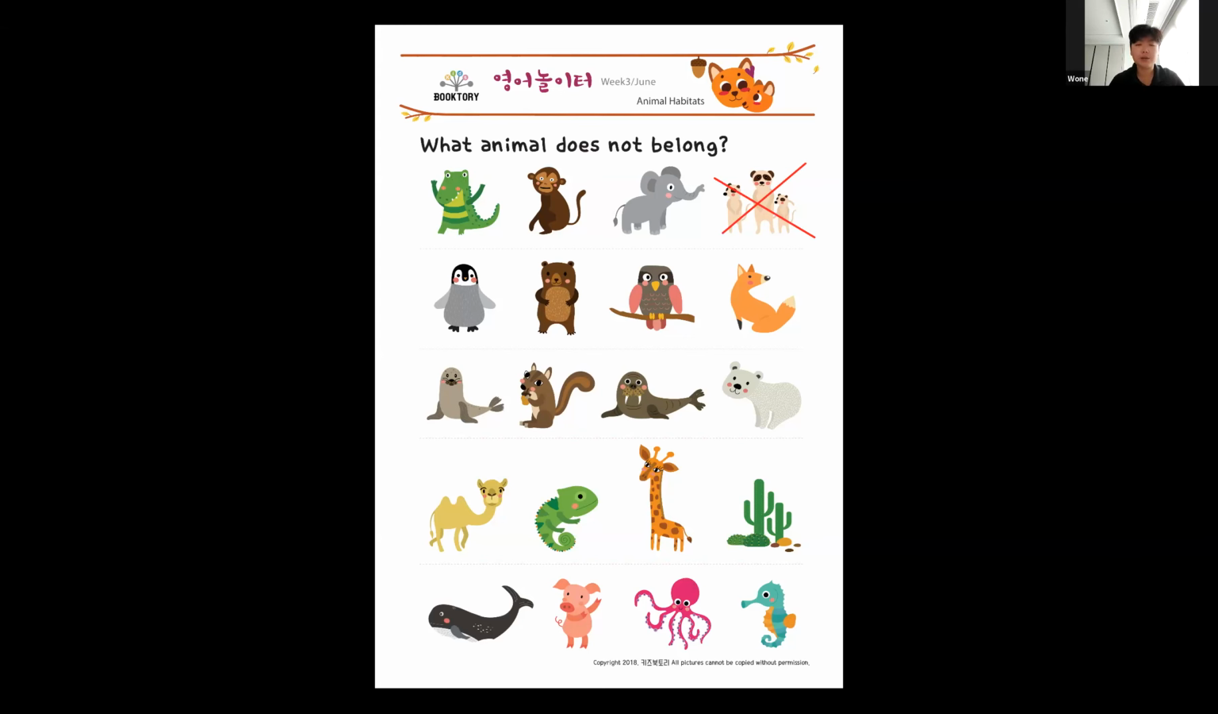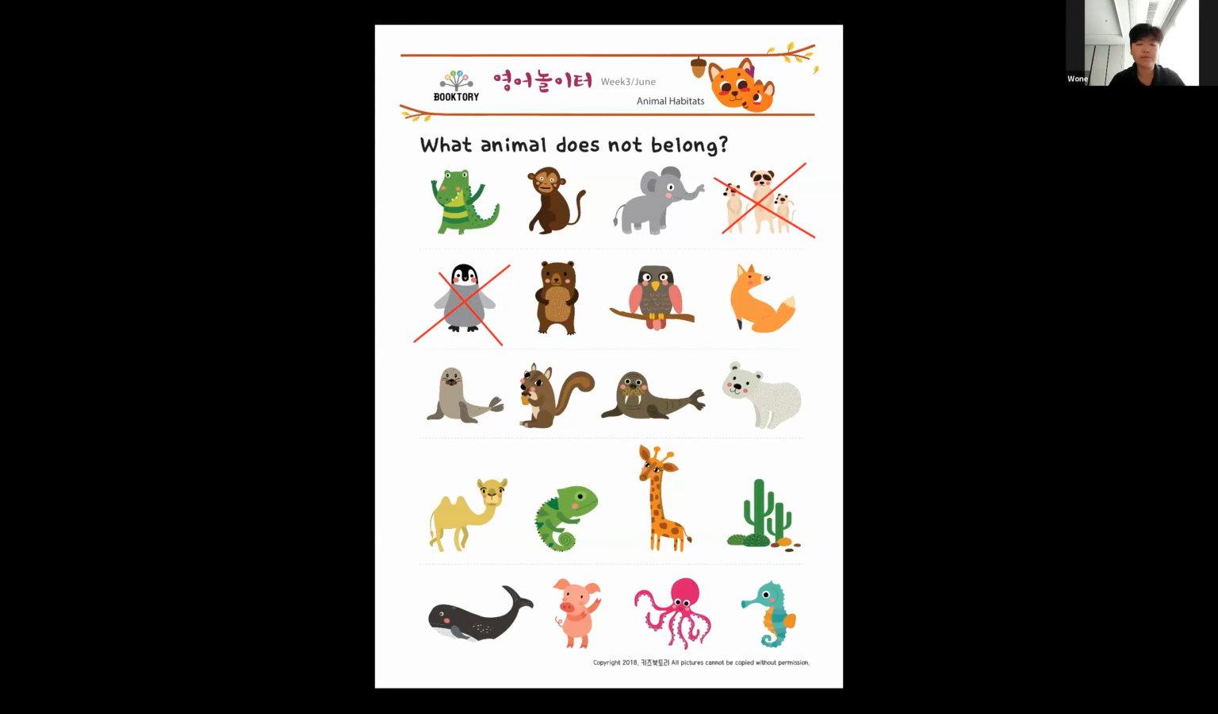Let's look at our next one. Penguin, bear, owl, and fox. Which one does not belong? That's right. It's going to be penguin. Penguins do not belong in the forest. The bear, owl, and fox, they are in the forest. What about the next one?